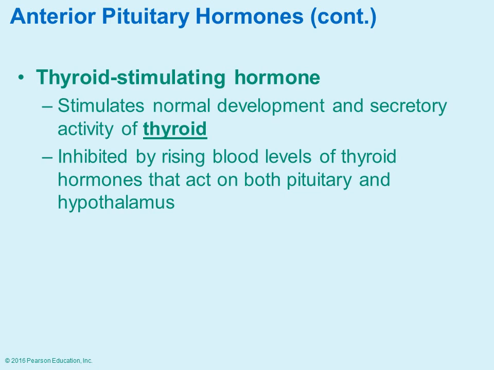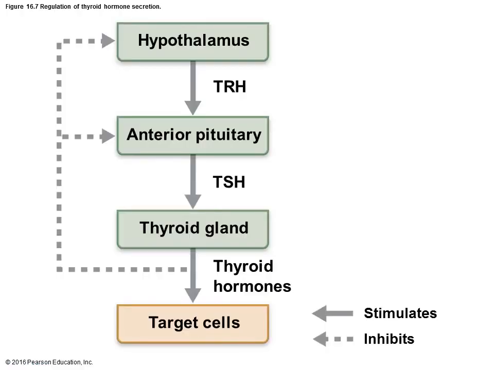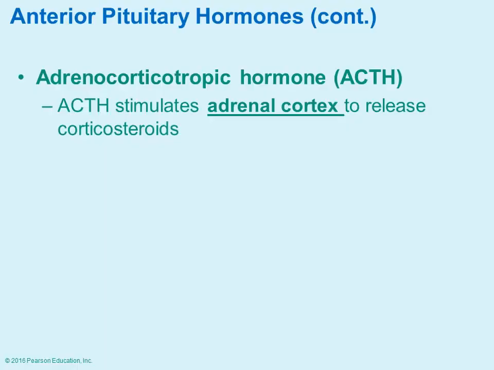The thyroid stimulating hormone stimulates the secretion and normal development of the thyroid. If you have increased levels of thyroid hormones, then it's going to decrease or inhibit the thyroid stimulating hormone, which makes sense. So you can see on this diagram it's showing the regulation of stimulus versus inhibition, that feedback. Negative, in this case, would be negative feedback.